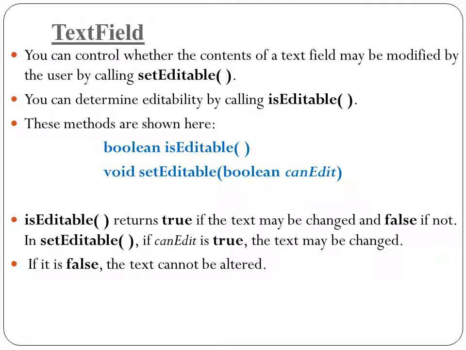Then we can determine whether the text box is editable or not by using the isEditable method. It returns a boolean value. If it returns true, that means the text field can be changed. And if it is false, it cannot be changed. And we can make a text box or text field editable or not by using setEditable. If setEditable true is passed, the text inside the text box can be changed.